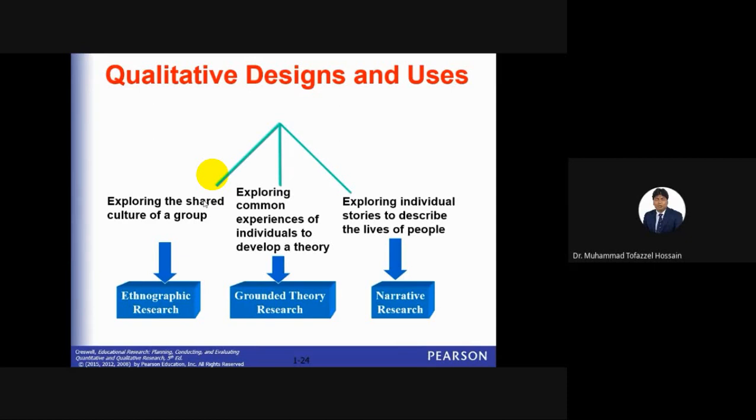Exploring the shared culture of a group. For example, the type of business that educated unemployed women are doing during COVID-19. So this is about a particular group, right? Yes, it's a category, which means you are categorizing which people? A particular group, suppose unemployment. So a particular group that is unemployed, firstly.